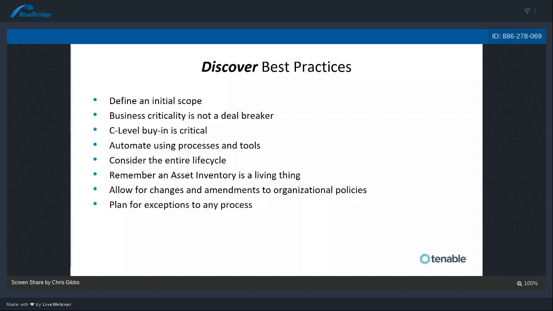We want to make sure that we are able to allow for changes to policy, to be flexible. If you need to stop scanning a certain network, make sure that's not going to be a major problem for you, for example. And plan for exceptions, because there's always going to be an exception somewhere.